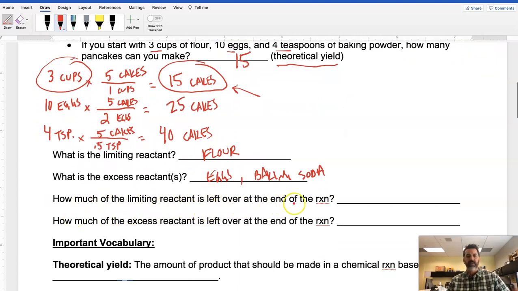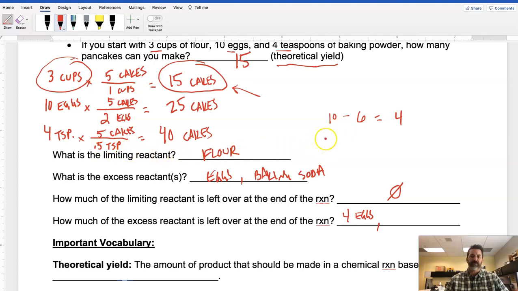So how much of the limiting reactant is left over at the end of the reaction? Well, 0, because we used all 3 cups. We used all the limiting reactant. It will always be 0. How much of the excess? Now we need to figure out how many eggs I actually used. To make 15 pancakes, I needed 6 eggs, and I started with 10. So I can do a quick calculation, and I'm going to have 4 eggs left over.